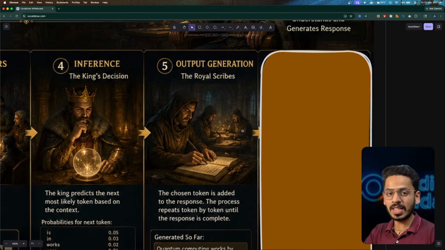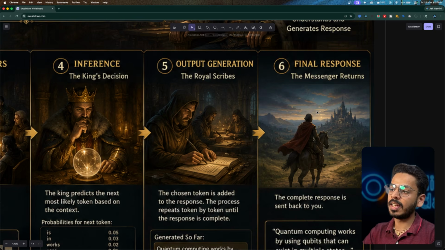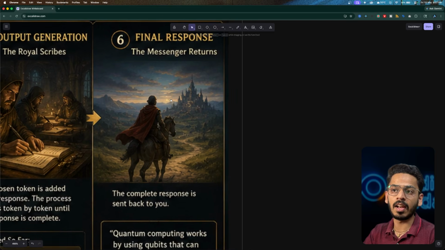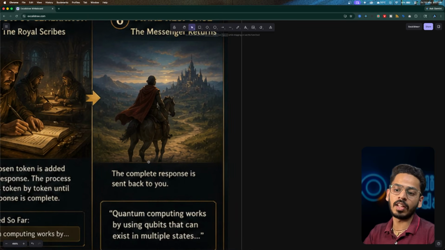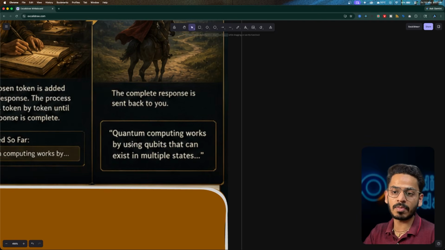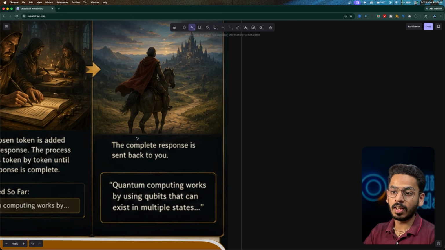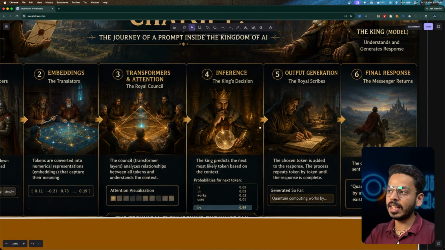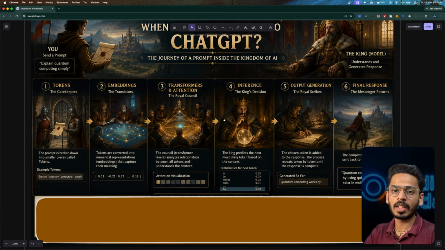Once this is generated, next it is given to the messenger, where the messenger returns the final response. The messenger gives you the complete response in the UI. And hence we get the response: quantum computing works by qubits that can exist in multiple states. So this is how the things behind ChatGPT happen.